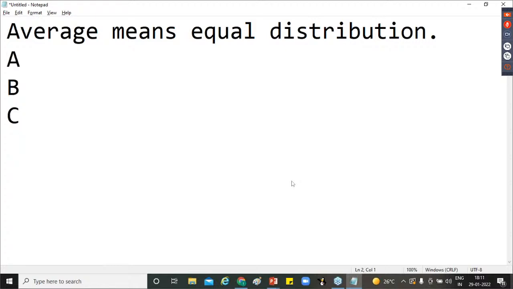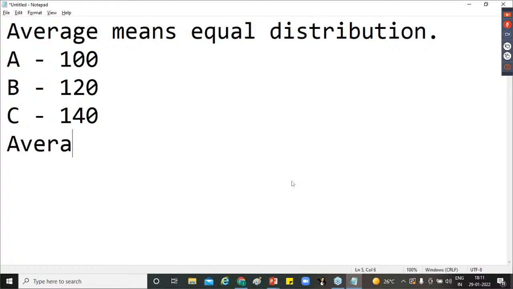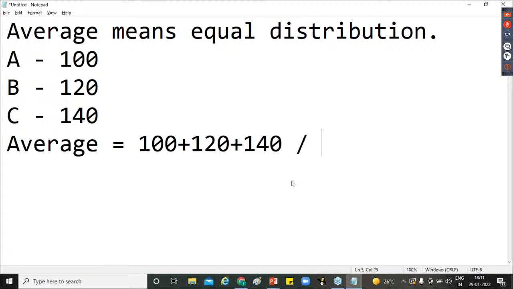Person A's salary is 100 rupees. Person B's salary is 120. Person C's salary is 140. The salaries of A, B, C are different, but whenever you have to take the average, the total salary is 100 plus 120 plus 140, divided by 3. It means the total is 360 by 3, that is equal to 120. Now the average salary of A is 120.